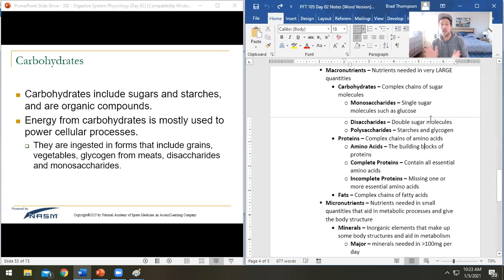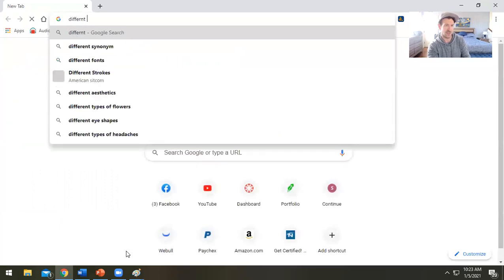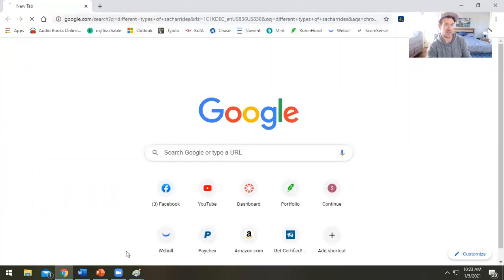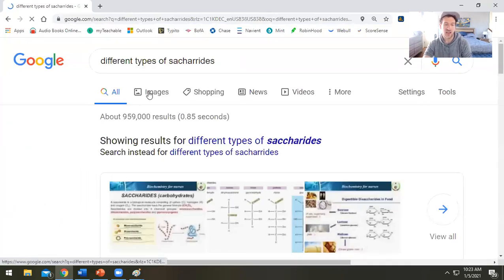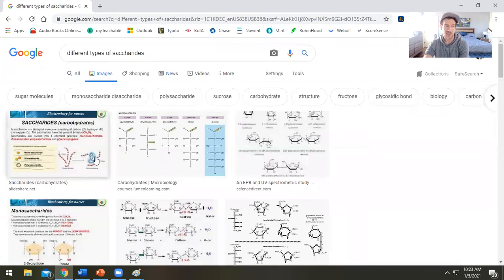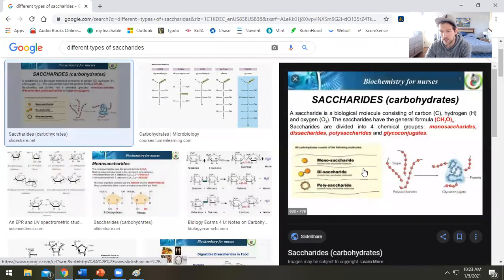All right, so let's look at carbohydrate. What is a carbohydrate, right? Well, a carbohydrate is a complex chain of sugar molecules, okay? So remember earlier I said, let's look at different types of saccharides. Remember earlier I mentioned you've got single sugar molecules, but then you've got big complex molecules, right? So take a look right here.